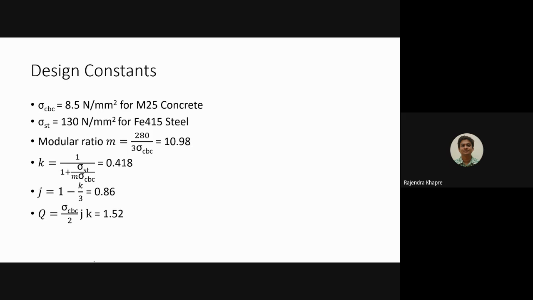So modular ratio can be calculated by a simple expression, 280 divided by 3 times sigma CBC, which comes out to be 10.98. Then the value of K is coming out to be 0.418, and value of J is 0.86, and value of Q, that is the lever arm constant, is 1.527. Okay, so these are the standard things which we will be requiring for the design of columns and bracings.